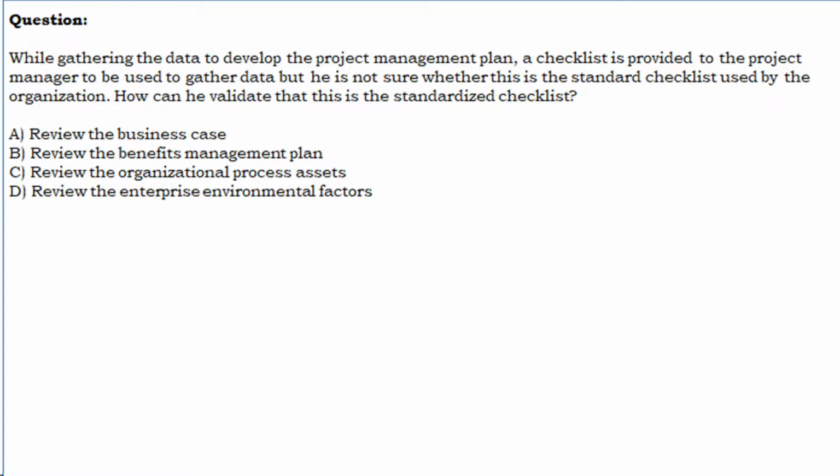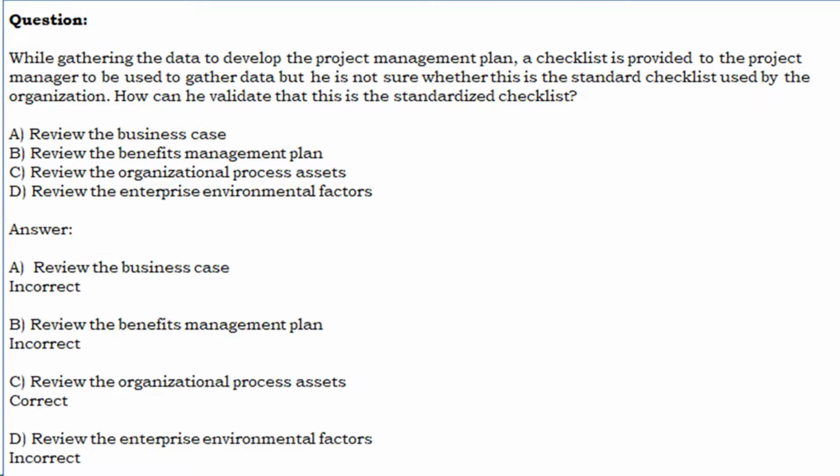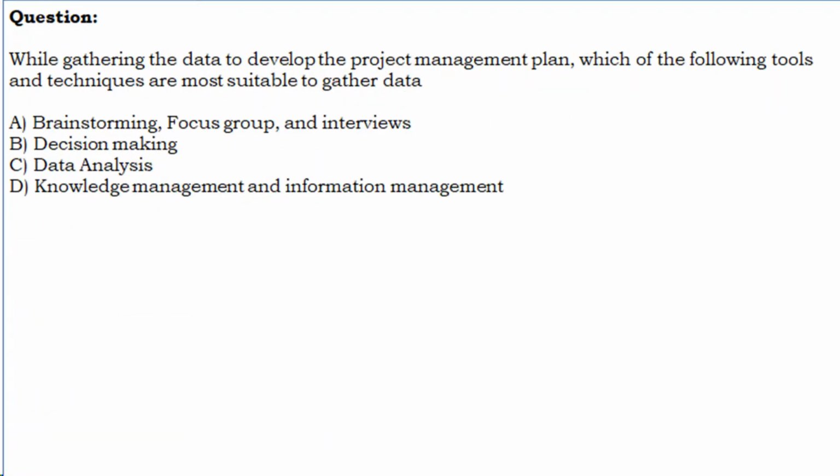Let us see the answer. A. Review the business case. Incorrect. B. Review the benefits management plan. Incorrect. C. Review the organizational process assets. Correct. D. Review the enterprise environmental factors. Incorrect.